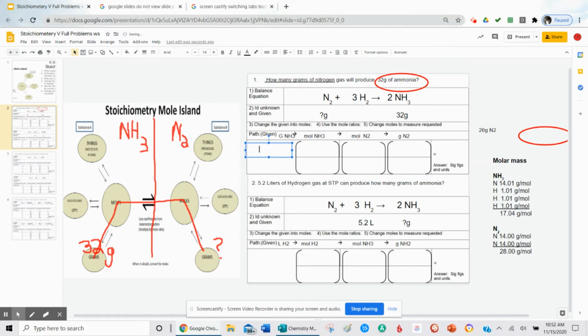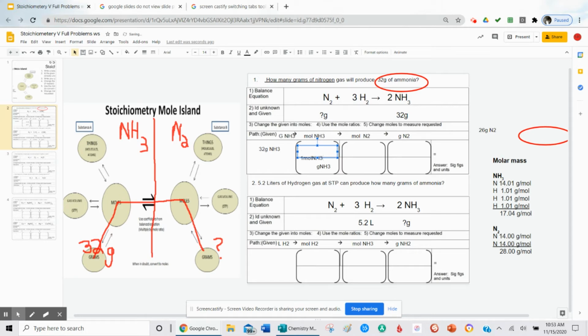Okay, I'm going to start with 32 grams of ammonia. Okay, so now I'm right here on gram island. I don't want to be on grams of ammonia island. To get off of that island, I put my units on the bottom. This is grams of NH3 on the bottom. My first step is to go to moles of ammonia, and I have that right here. So my path, whatever's there, should go on top, per 1 mole of NH3.